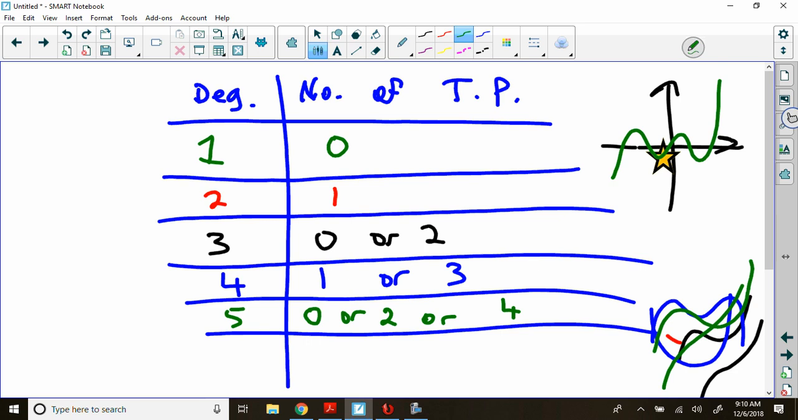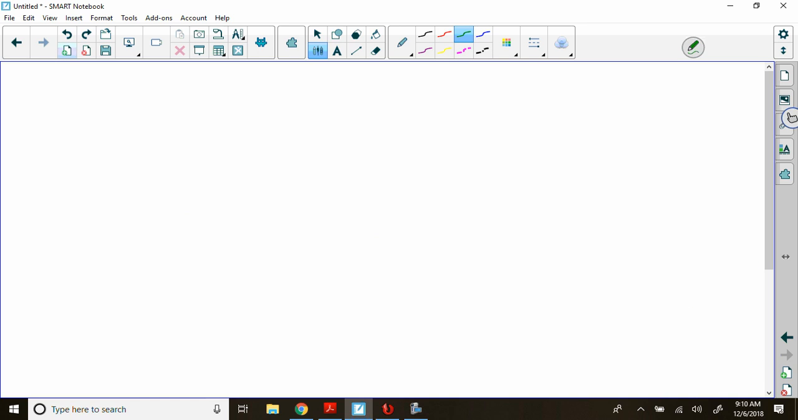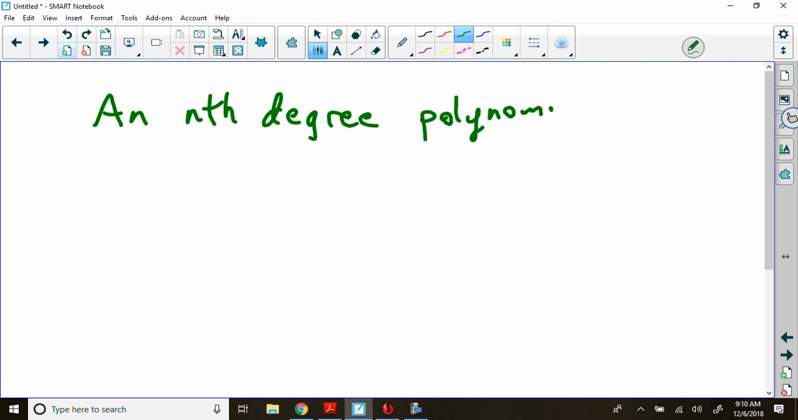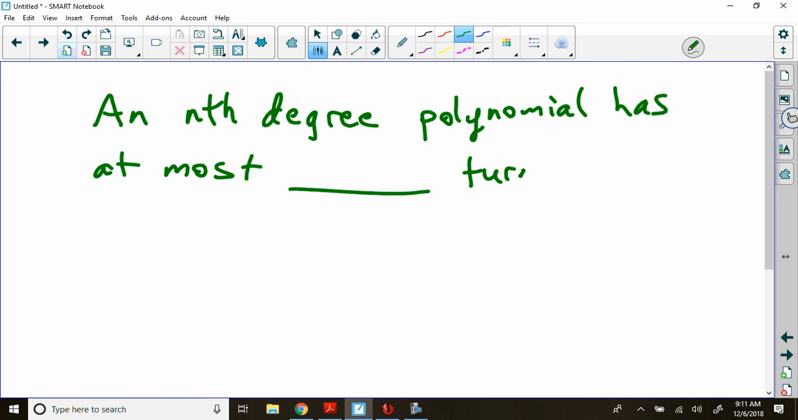Let's see if we can write this up using mathematical terms. An nth degree polynomial has at most this many turning points. At most this many. It's kind of important that we use the language at most.